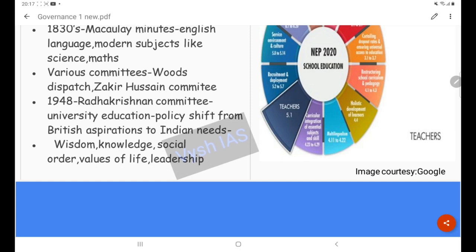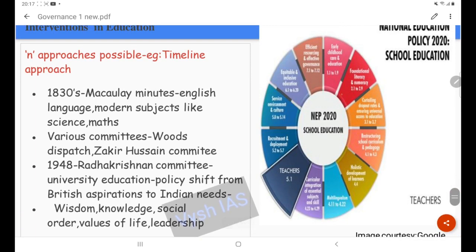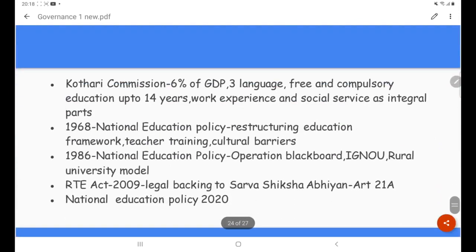Next is the National Education Policy 2020. It is a recent thing. All of you will be having notes on this topic, so you can have a look. Foundational literacy, then dropout rate. It is also concerned with teacher quality, then recruitment and deployment. It is like a systematic method. That one is the latest, and now moving on to our timeline approach.